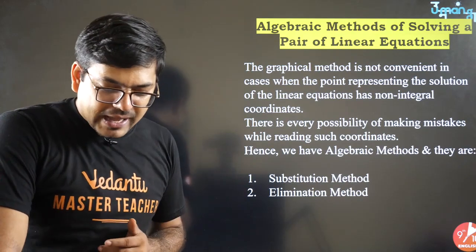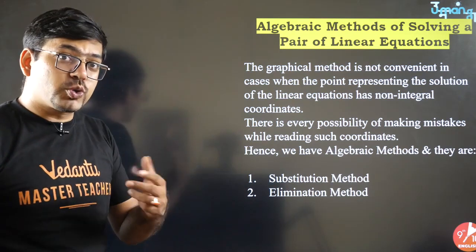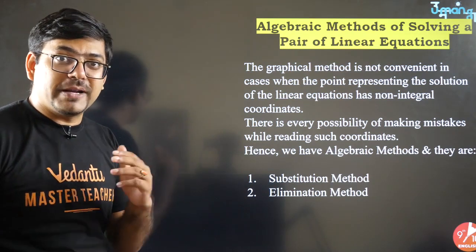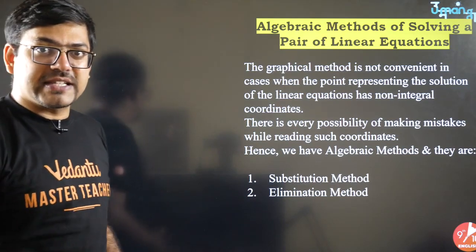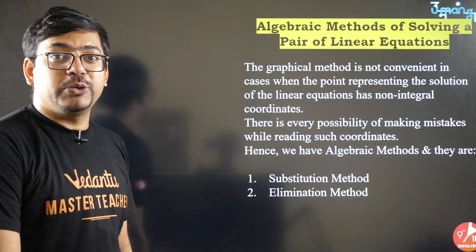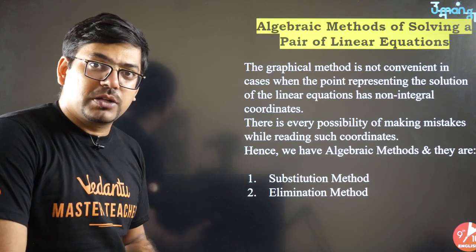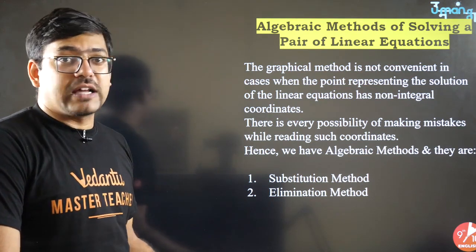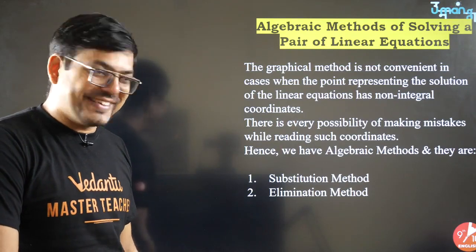Fine. There will actually be two methods, that is the substitution method and the elimination method. There used to be one more method, a third method, the cross multiplication method, but luckily this year that has been removed from the syllabus and the syllabus has been reduced. So you people are in benefit. The cross multiplication method, which used to be the toughest one, has been removed. So we'll be talking about these two only, isn't it?